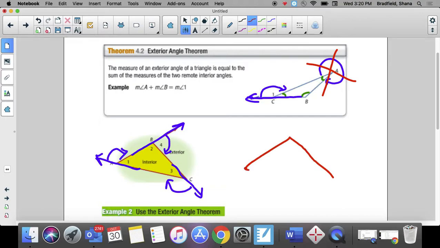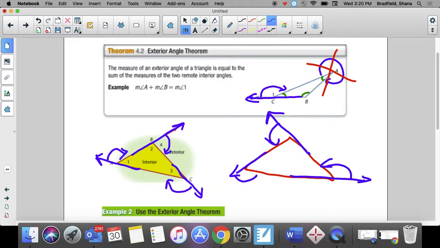Let's take another triangle, and I'm going to do the same thing, but I'm just going to go the opposite direction. And that's fine, you can do that. So I'm going to extend a side and create an angle. This time I'm going clockwise, but I'm going to do the same thing for all of them, the same direction each time. So all of those are exterior angles.